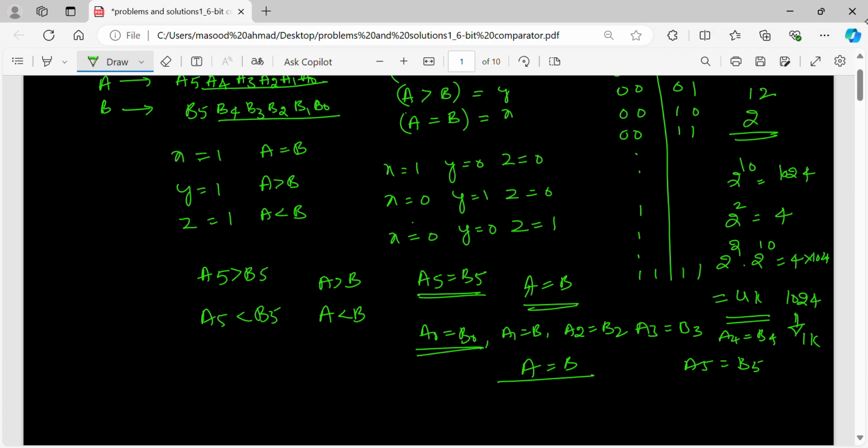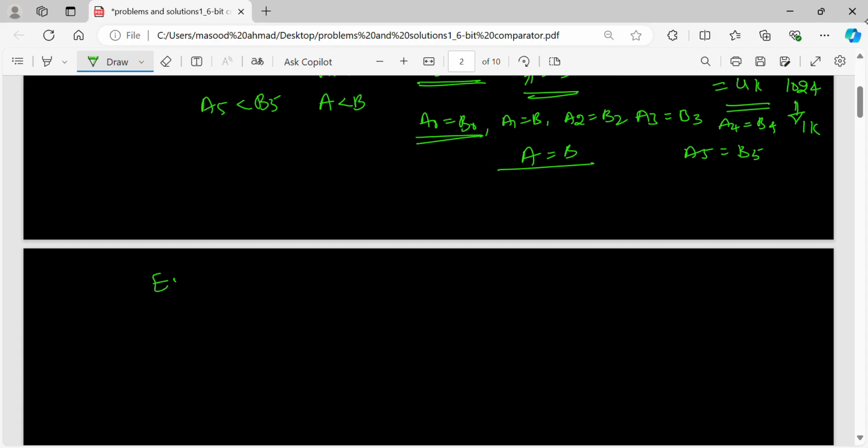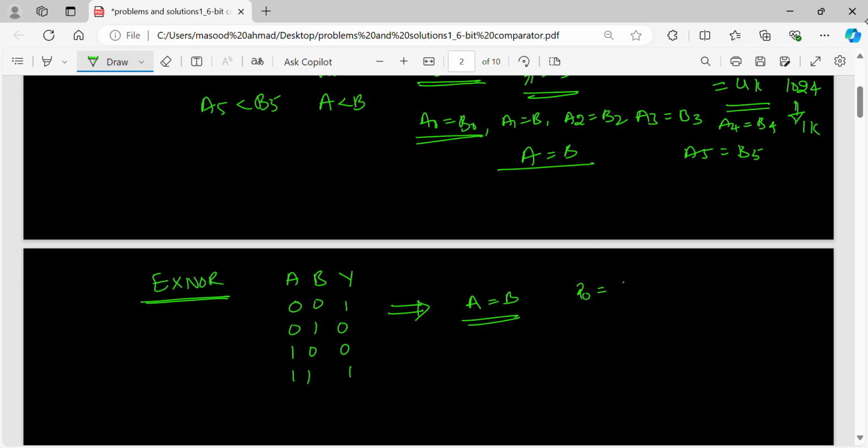So how do we check A0 equal to B0? It's very simple. As we know, the XNOR operation truth table: let's say A, B are inputs, Y is output. For 0 0 the output is 1. For 1 1 the output is 1. For 1 0 and 0 1 it is 0. So this is a circuit which looks for equivalence. That means the output is 1 when A equals B. I will apply that to A0, B0, A1, B1. So let's call X0 as A0 XNOR B0.